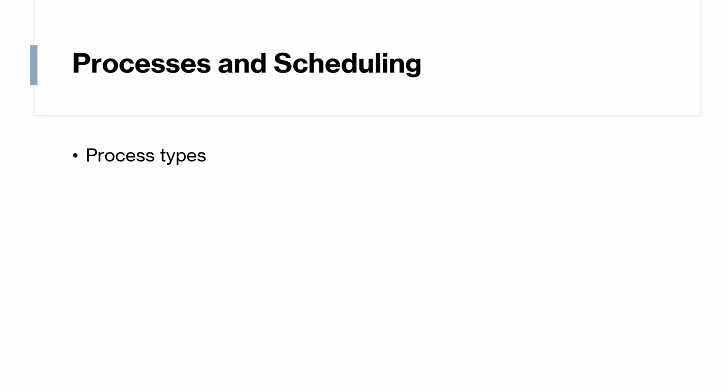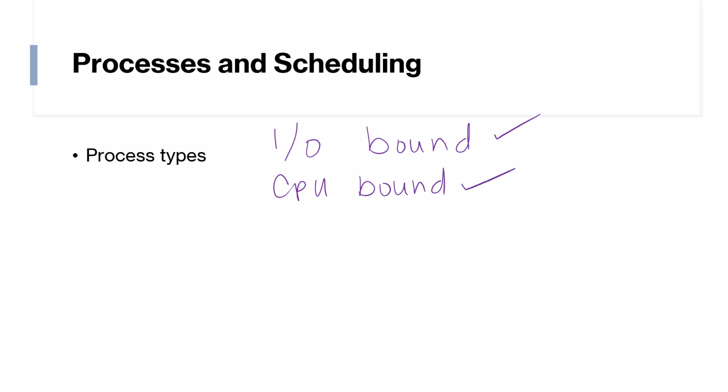First we want to talk about different types of processes. You have I/O bound processes and you have CPU bound processes. What does that mean? I/O bound processes are those that spend more time doing I/O and less time on the CPU, and CPU bound processes are those that spend more time on the CPU.